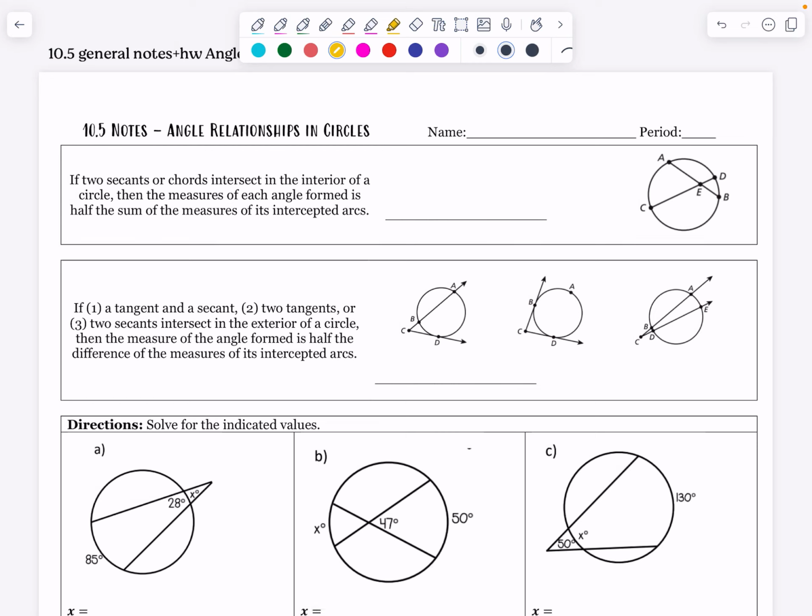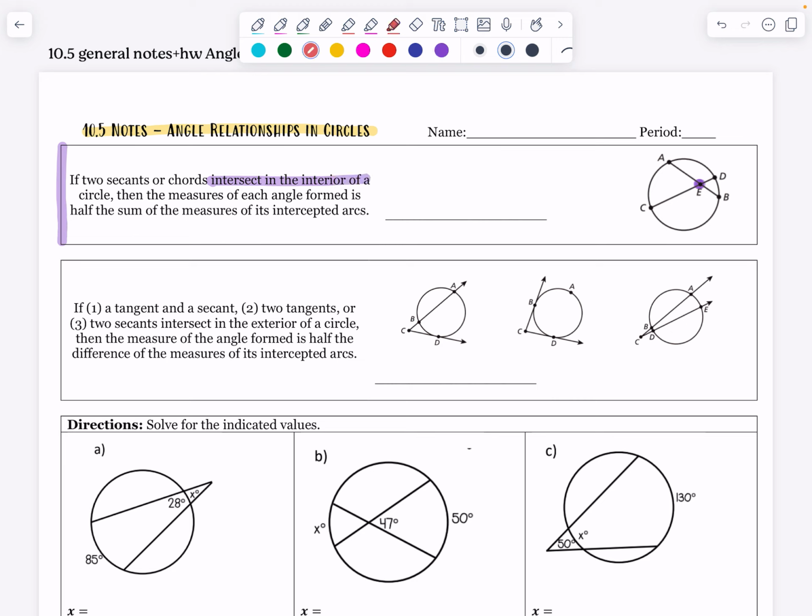Hello everyone, and welcome to our 10.5 notes on angle relationships in circles. Today we're going to look at two different situations, two different theorems. The first theorem applies to whenever you have two different lines that are crossing on the interior of a circle at point E and creating some angles, and we'll look at those relationships in a second. So that's when they intersect on the interior.